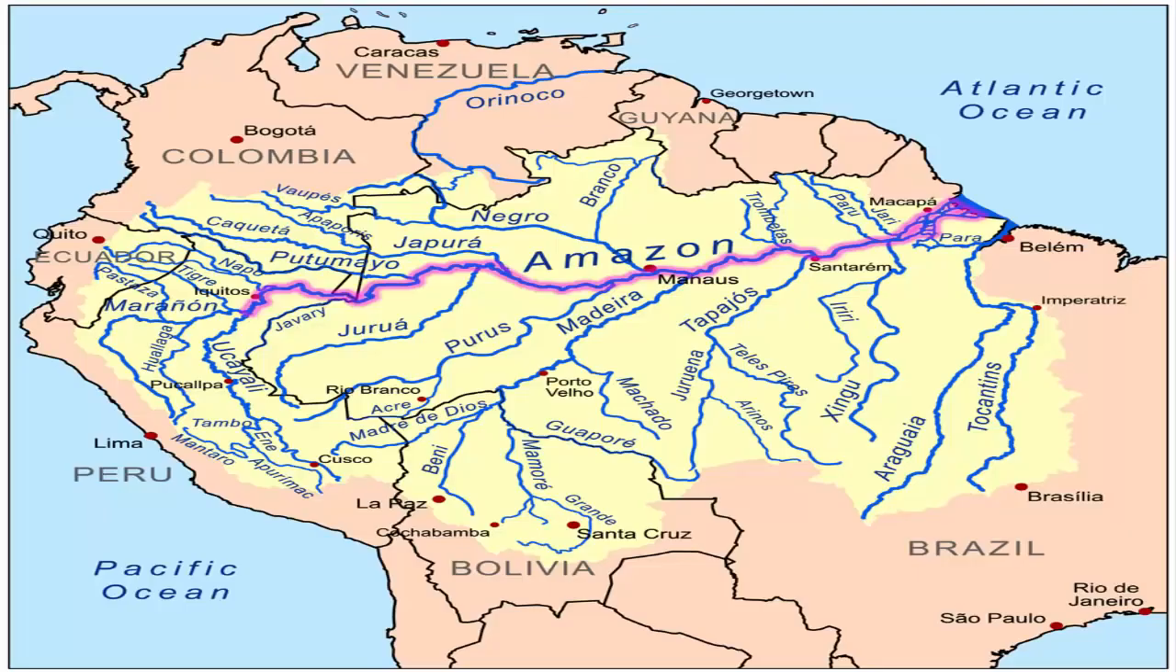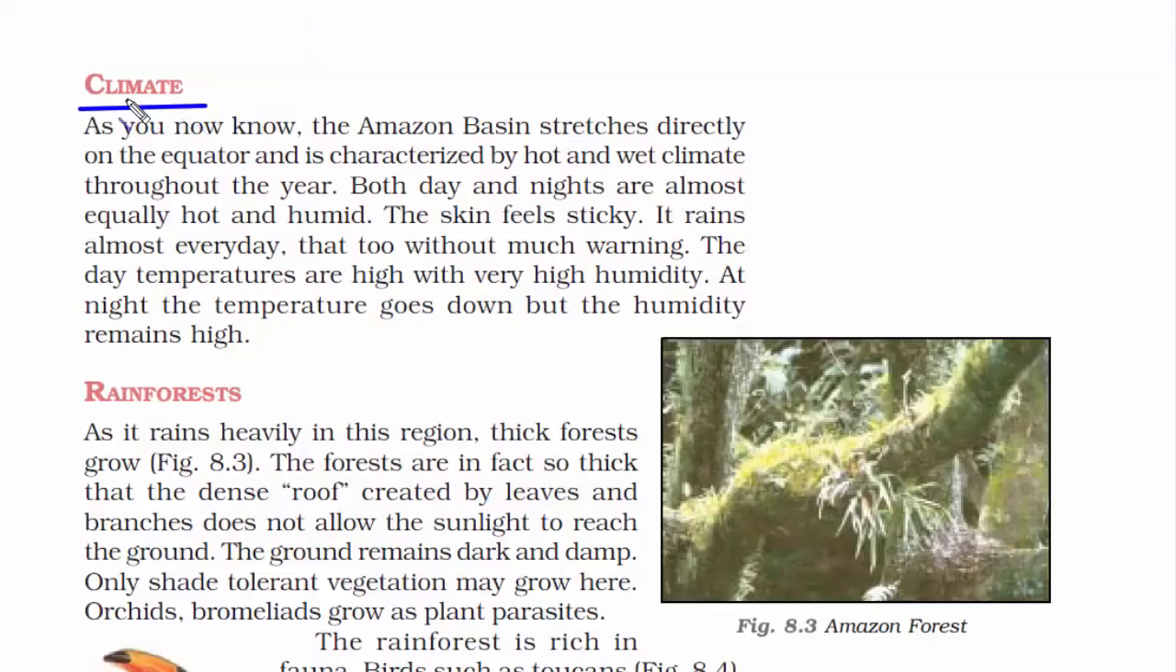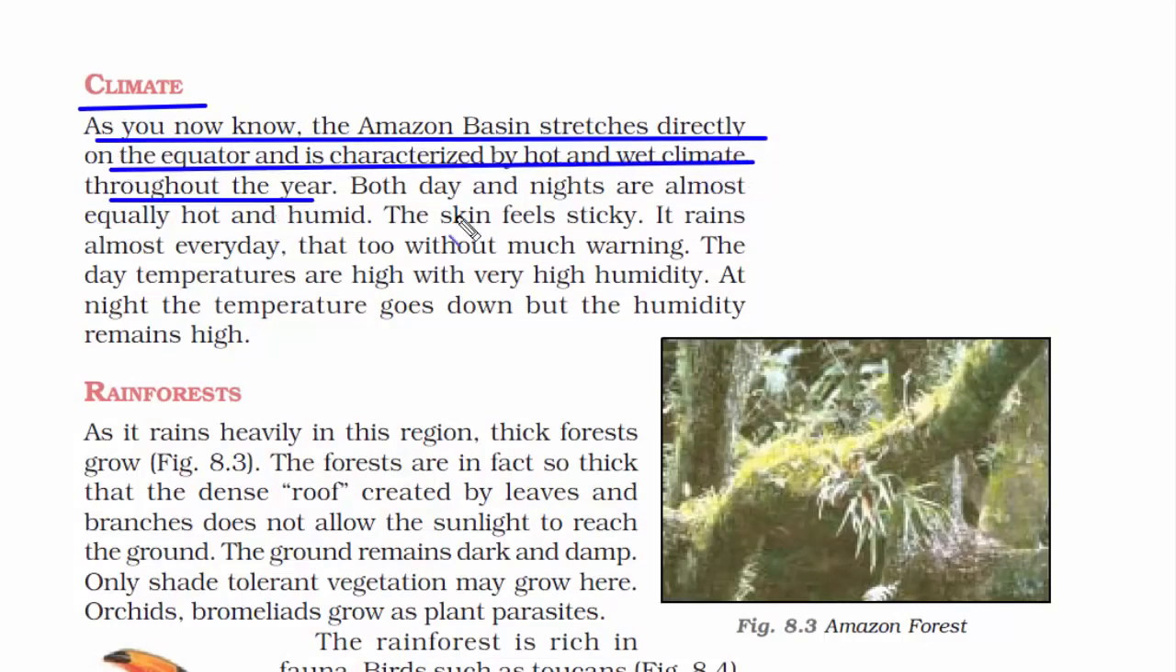Now let's have a look at the flow of the river Amazon. It originates from the Andes Mountains in the west, goes all the way through Brazil and drains into the Atlantic Ocean on the eastern side. Now let's read about the climate of the Amazon. Since it lies on the equator, it has a hot and wet climate throughout the year, and day and night have high humidity. And it also rains almost every day.